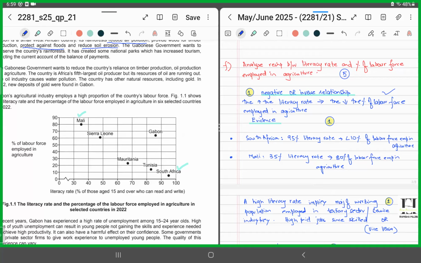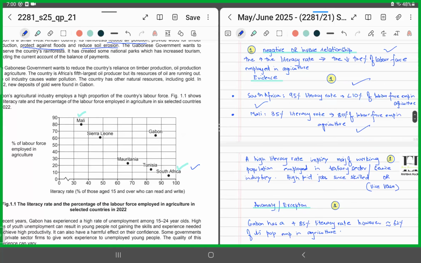You can say that if we look at South Africa, 95% literacy rate it has. However, only less than 10% of its labor force is being employed in agriculture. Similarly, if we look at Mali, in which 35% is the literacy rate, that's the lowest rate among the 6 countries, its 80% of labor force is being employed in agriculture. So the lowest rate, the highest amount employed in agriculture, the highest literacy rate, the lowest amount of labor force employed in agriculture. Get it? So you mentioned the evidence, 2 marks.